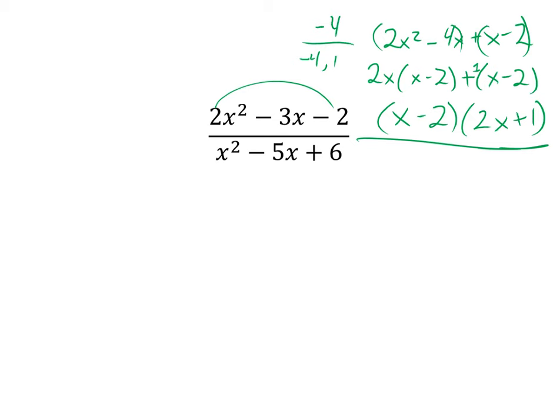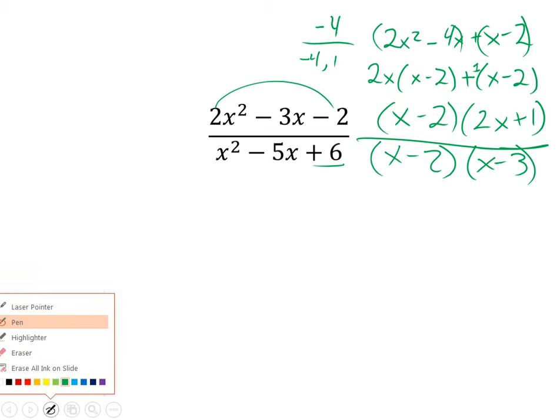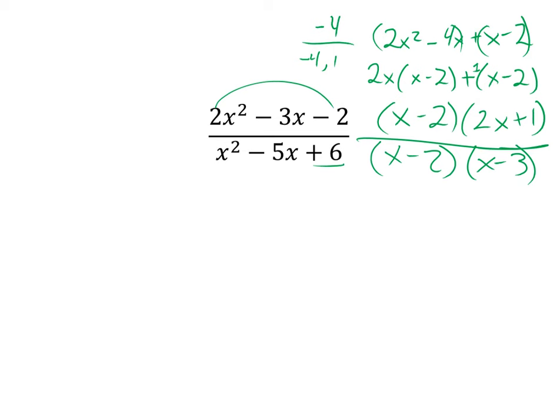So now let's factor the bottom part of it. Two numbers multiplied together get you a positive 6, added together get you a negative 5, would probably be x minus 2 and x minus 3. Okay. And so again, all we're doing here is we're just factoring, breaking those apart into two binomials.